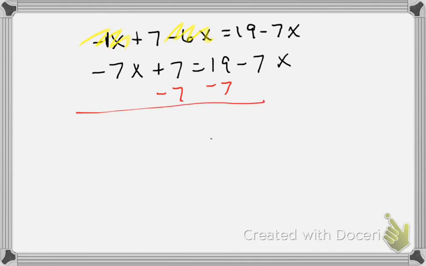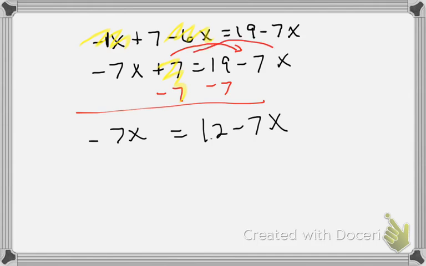When I do this, I end up getting negative 7x. This becomes a zero pair, equals 12 minus 7x. Now I'm going to move my x over to the opposite side. Remember what we talked about before, because I moved my 7 over here, now I've got to move 7x over to the other side. So instead of a minus 7x, I'm going to add 7x to both sides. Now something interesting happens here. I have a zero pair here, but I also have one here.